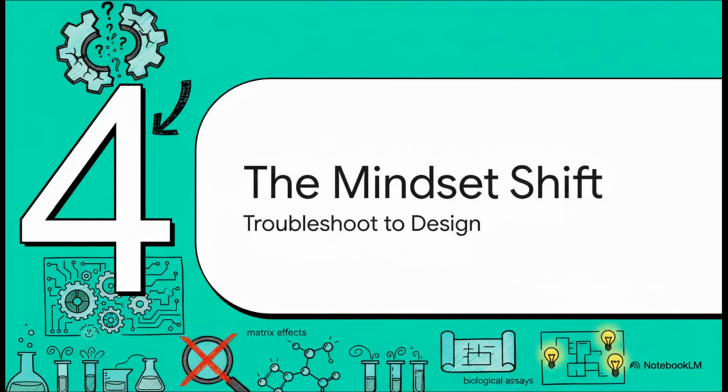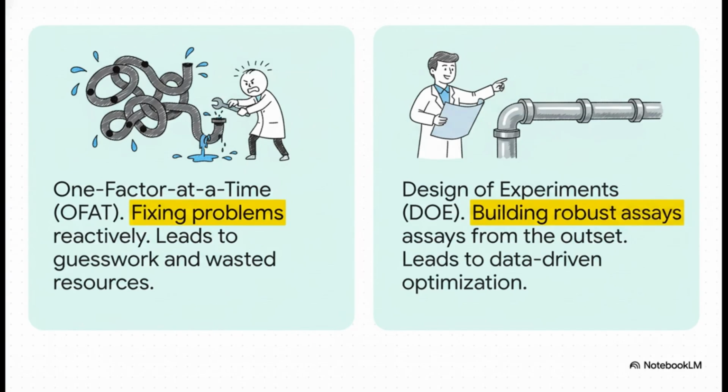So all of this really brings us to the core message today. It's about a fundamental shift in how we approach assay development. We've got to move from being reactive problem solvers to being proactive system designers. Just look at this comparison. The old way, one factor at a time, it's basically guesswork. It's so inefficient it wastes precious time and reagents, and you often completely miss the real root cause. The new way, using system design, is all about building robustness into your assay from day one. It's data-driven, it's efficient, and it gives you this deep understanding that leads to faster, more confident research.